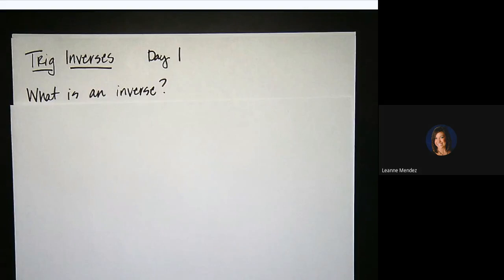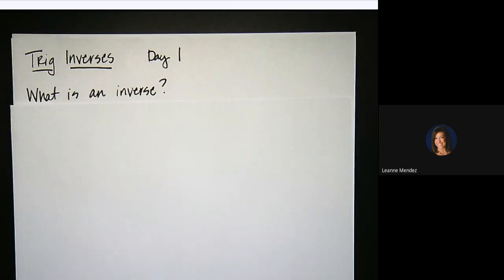Hello, everyone, and welcome to our first day of our new unit, which is going to be trig inverses. We're still going to be exploring the unit circle and looking at our trig functions of sine, cosine, and tangent. We're also going to look at secant, cosecant, and cotangent in this unit as well.